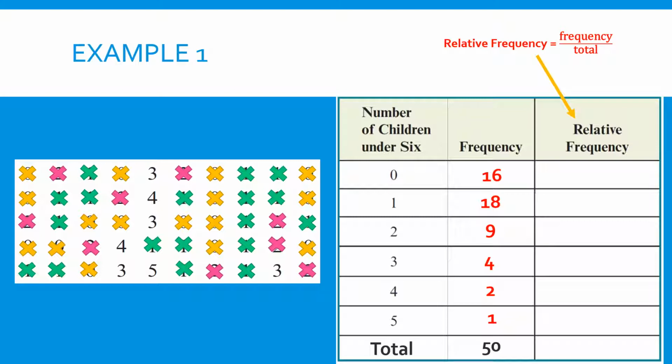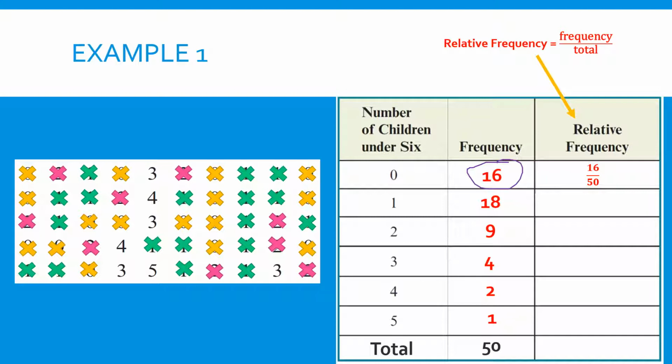Now, for relative frequency, really simple. We're just going to take frequency divided by total. So for this first row, it's going to be 16 over 50. Once again, let me just show you where I got that from. The frequency was 16. The total was 50. So 16 over 50, frequency over total.